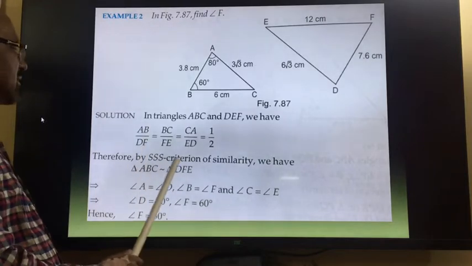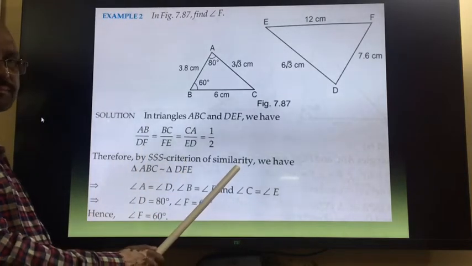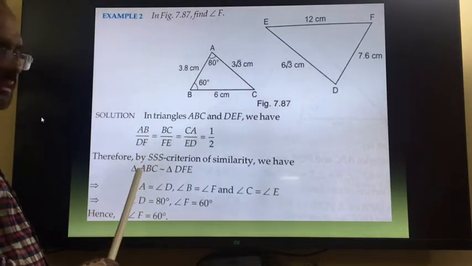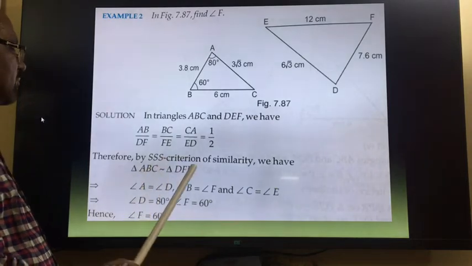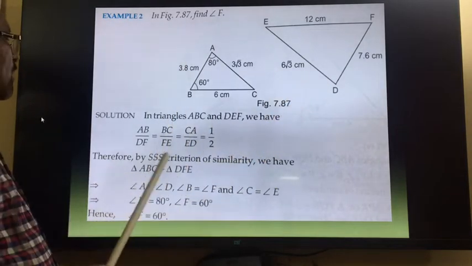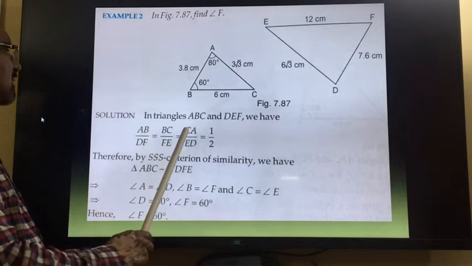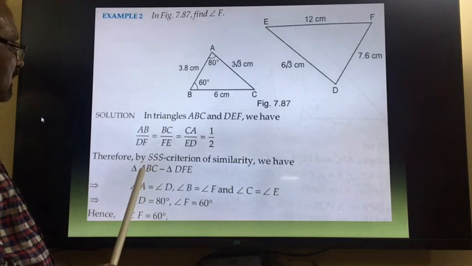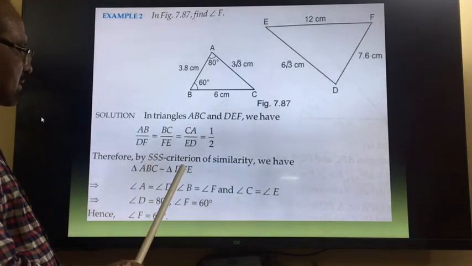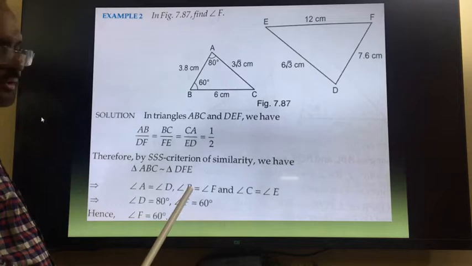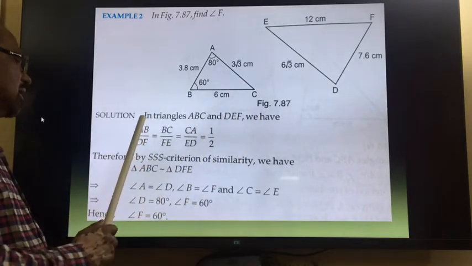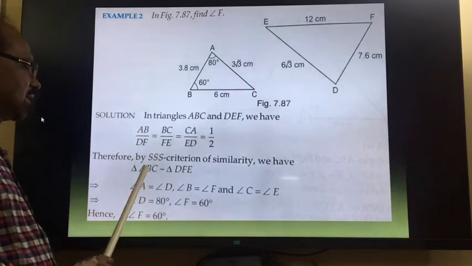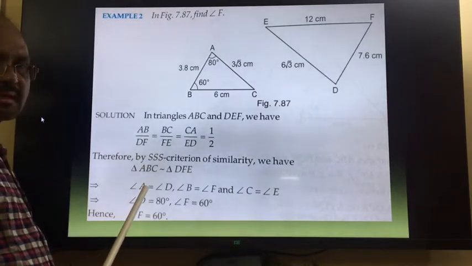So by SSS criteria of similarity, I told you if corresponding sides are proportional, then triangles are similar. So triangle ABC will be similar to triangle DEF, because the ratio of the corresponding sides is the same. And if triangles are similar, then angles are equal. So children, please learn it like a song. If corresponding sides are proportional, then the triangles are similar, and if triangles are similar, then angles are equal.